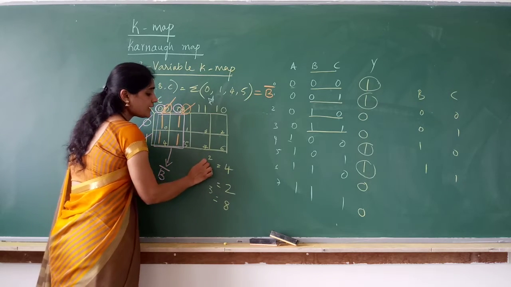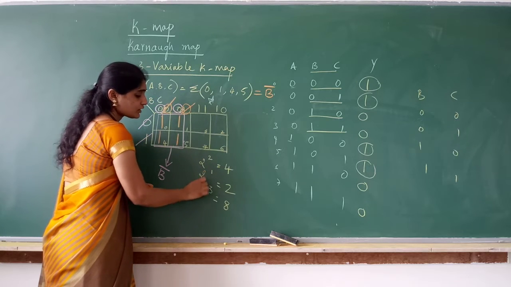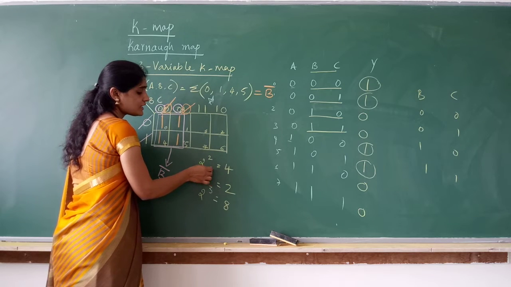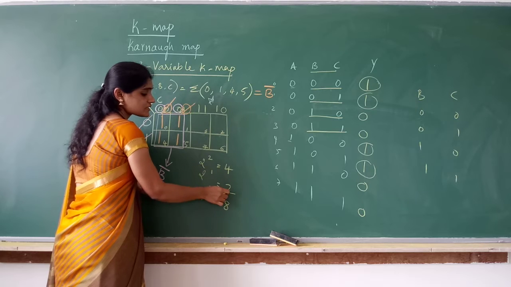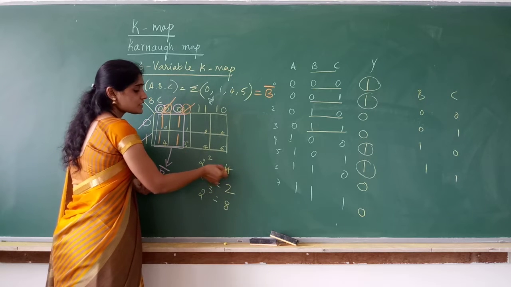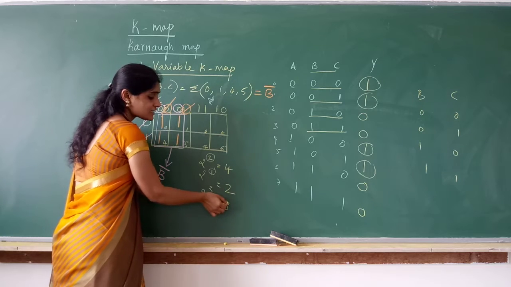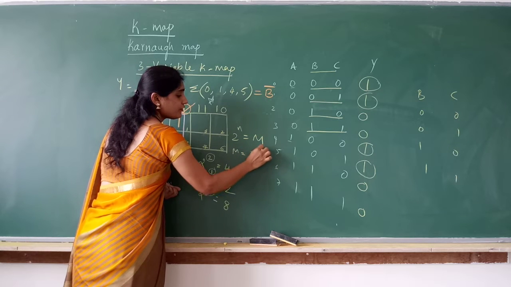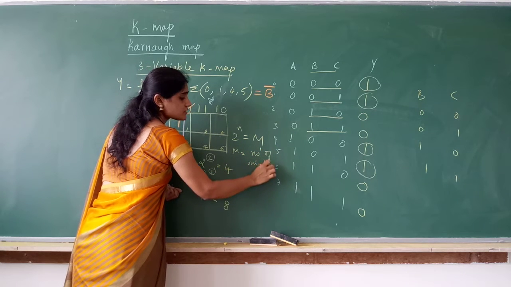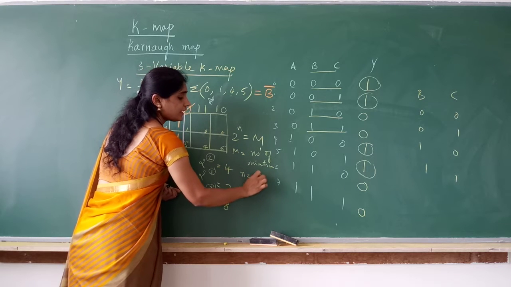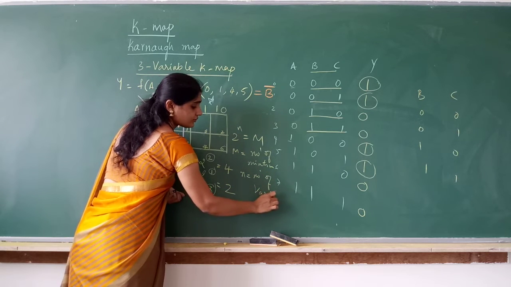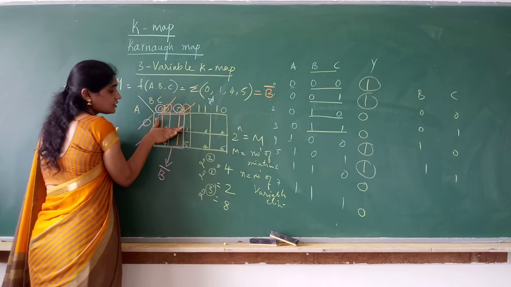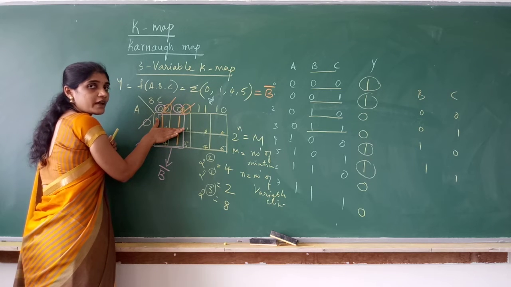That means grouping is in the order of 2. You cannot group 3 cells. It should be in the order of 2. If you group 2 cells, 1 variable will be eliminated. If you group 4 cells, 2 variables will be eliminated. If you group 8 cells, 3 variables will be eliminated. 2 power n is equal to m. M is the number of min terms that are grouped. N is the number of variables eliminated. So if I group 2 cells, 2 power 1 is 2, so 1 variable will be eliminated.